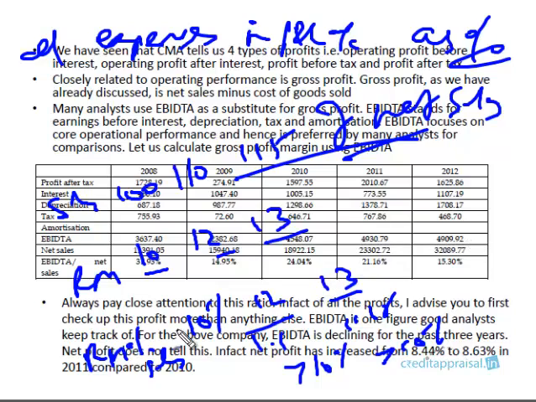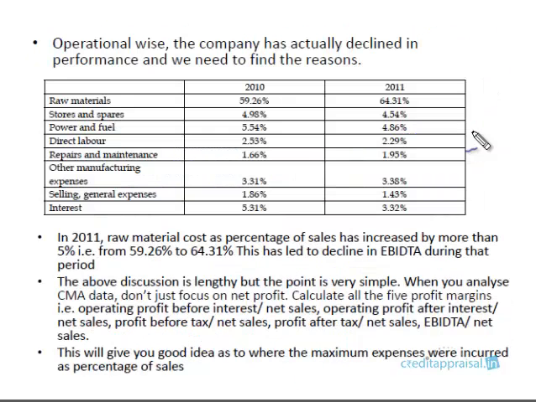To do that, you have to calculate each and every expense as a percentage of net sales. Let us do that. In order to investigate EBITDA further, this is what you have to do. If EBITDA comes down, this is the first thing to do. You calculate the major expenses, raw material, stores, power, labor. These are the major expenses. Then you calculate them as a percentage of sales, for 2 years, let us see.